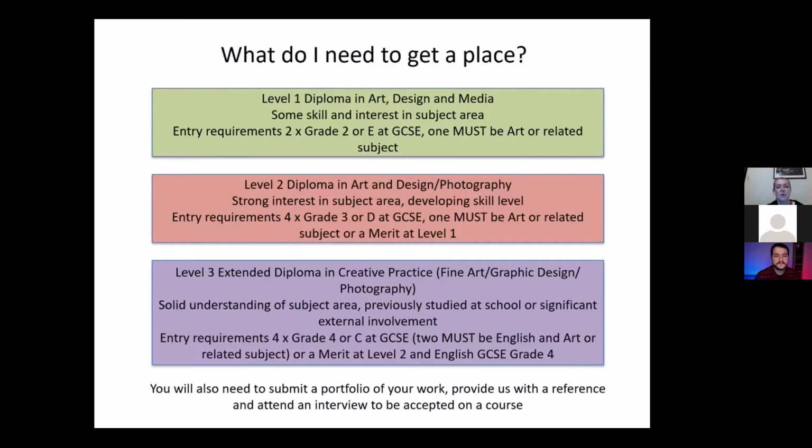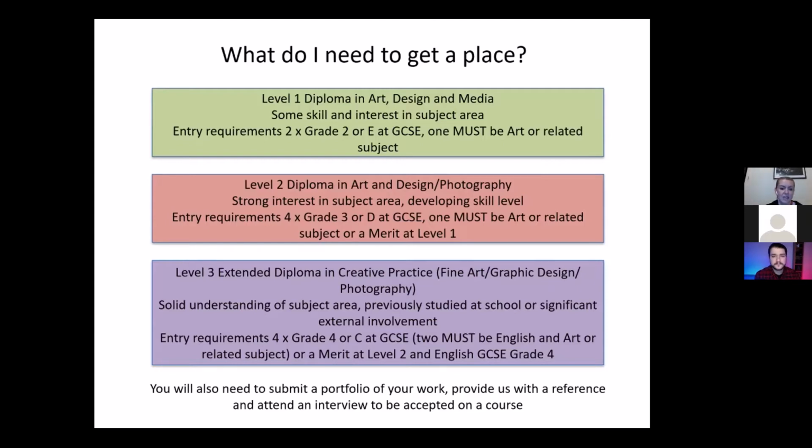So to be able to apply for the course, to get a place, these are the things that you need to be aware of. So we run courses from levels 1 to 3 in the further education sector. So we've got level 1 art, level 2 art and level 2 photography. And then at level 3, we have an extended diploma in creative practice, but we offer 3 different pathways. So we run a course in fine art, graphic design and photography.